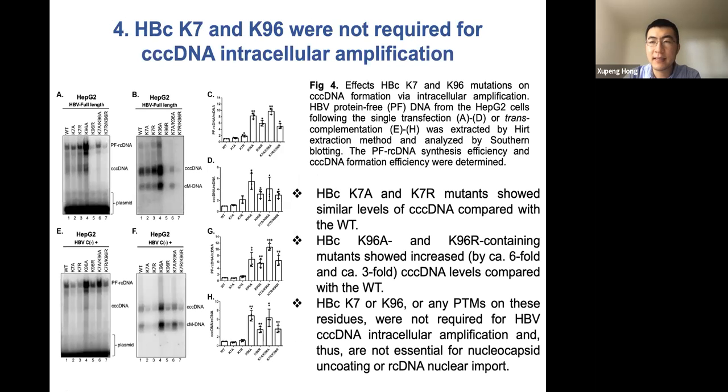Next, we investigated the effects of these mutations on cccDNA formation. We found all of these mutants could support cccDNA formation after transfection in human hepatoma cells. And we normalized the cccDNA levels to the rcDNA as an indicator of cccDNA formation efficiency.